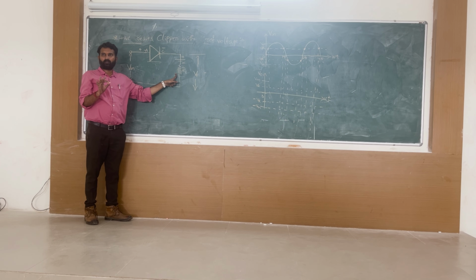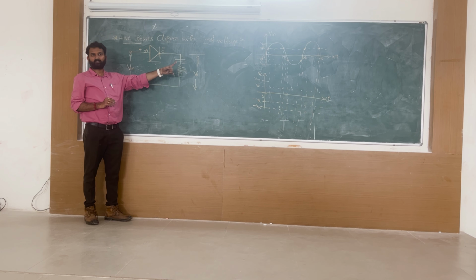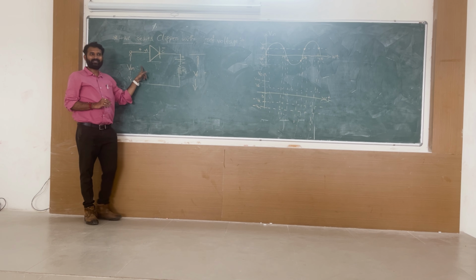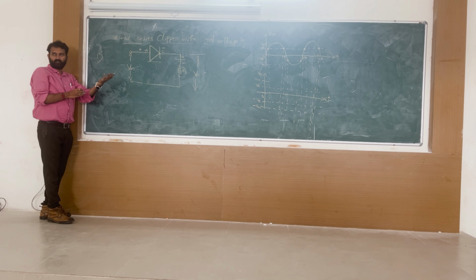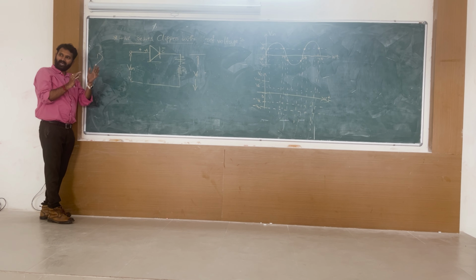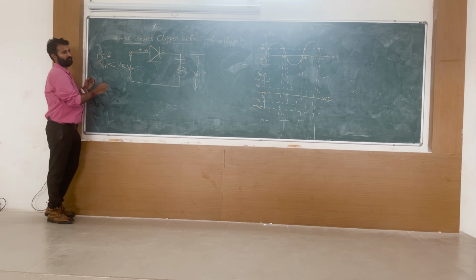Clear? Now I will directly go to the operation. In this case, I won't use positive offset and negative offset. Here, there are different cases. I will directly tell you the operation only. Understood? I will directly go to the operation. If your input is less than VR.